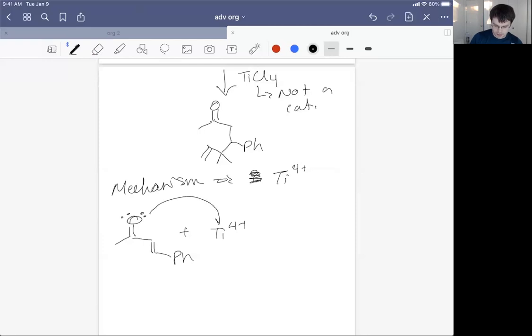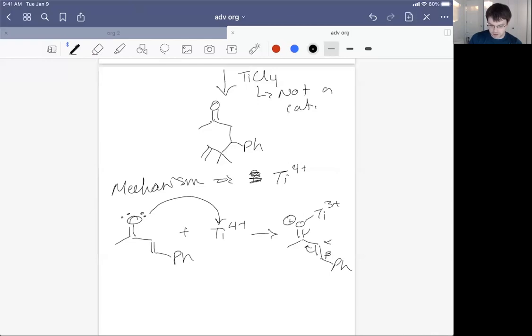The oxygen adds to the titanium to give rise to this species. There's probably still 3 chlorines attached. I don't know. It depends on what the solvent is. Now what we're doing in this case is we're actually adducting to titanium to activate the beta position. If we have carbonyl, then alpha, then beta, the beta position is typically a good electrophile.